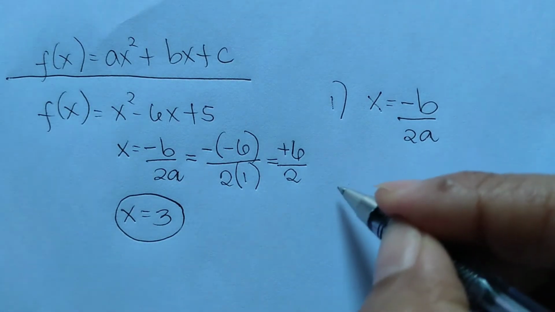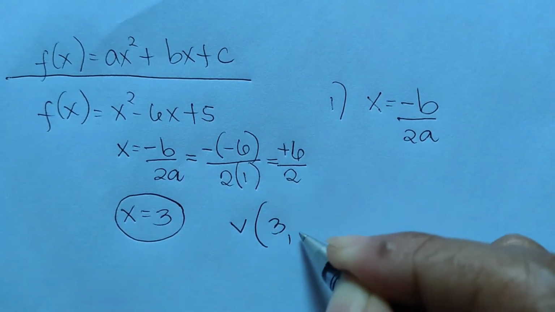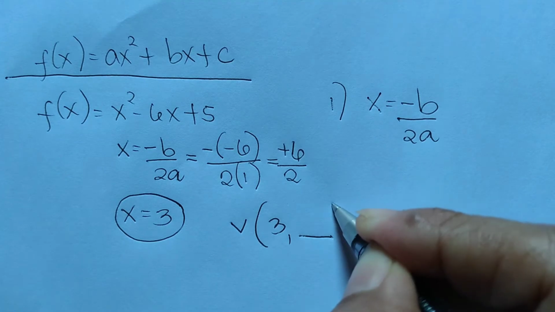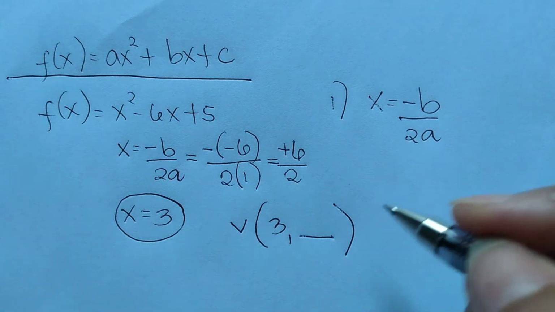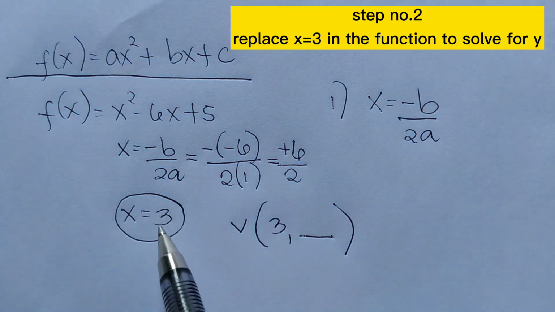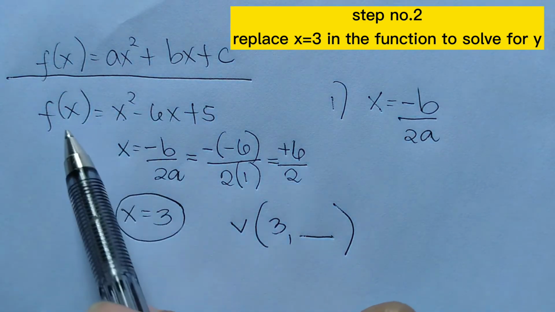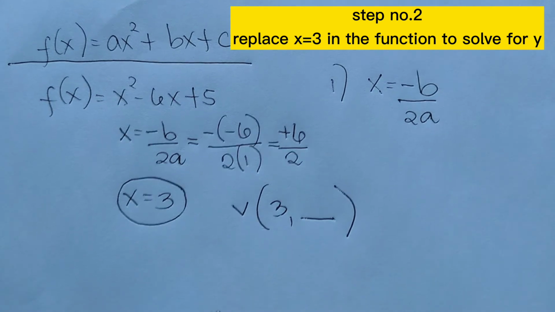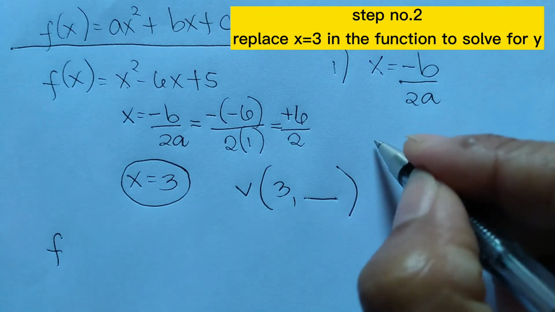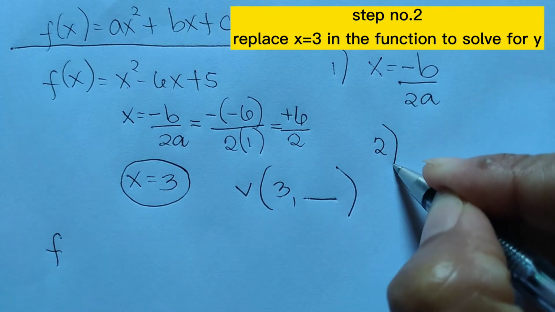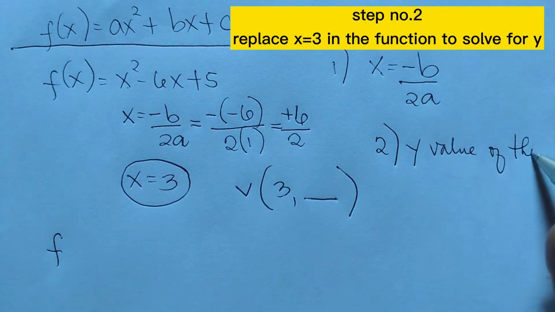So, our vertex is at 3 and, okay, the y value of our vertex is still unknown. So what we are going to do here is to replace this value in the function and solve for y. So, that is the second step that we are going to do. Find the y value of the vertex.